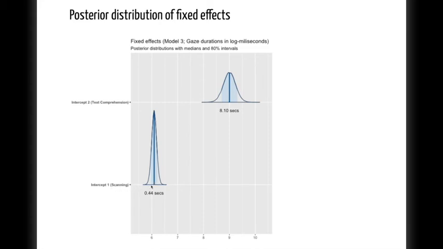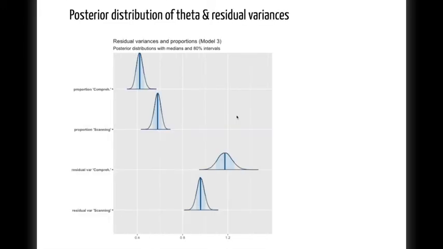So a visit that comes from the scanning process is on average 0.44 seconds. It's originally modeled on a log data scale, but recalculated to seconds. And 80% of the estimations fall within this kind of range, and text comprehension on average is about 8.10 seconds. So a visit coming from this process has a median estimation of 8.10 seconds. That's the first type of output you get.